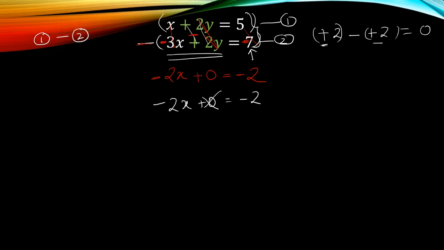I don't need to write this 0. So minus 2x is equal to minus 2. Therefore x is equal to 1.